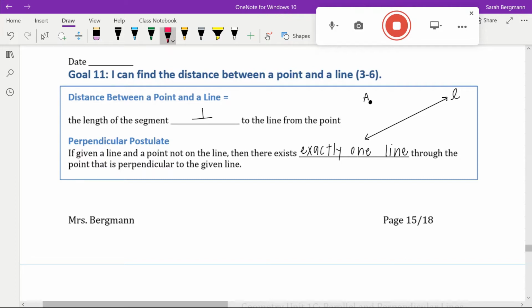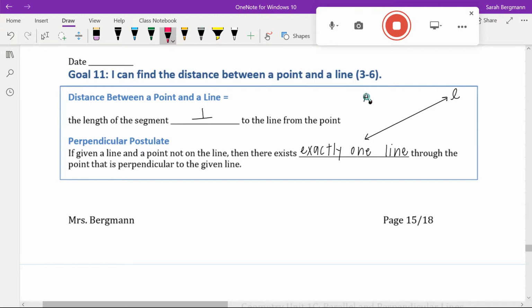Also, you should know that if you are given a line and a point that's not on the line, such as line L and point A not on line L, then there's exactly one line that goes through point A that's perpendicular to line L. And that's the line that we want to measure.